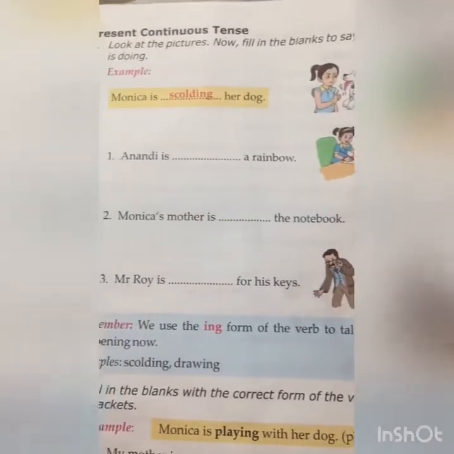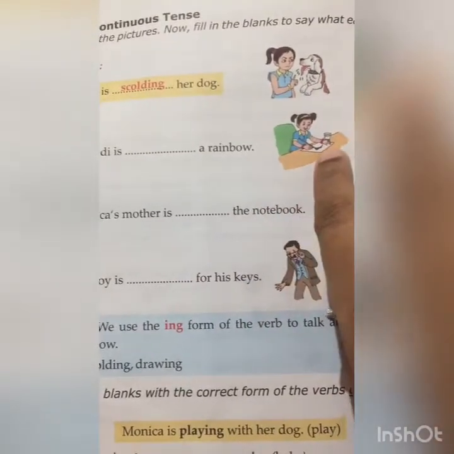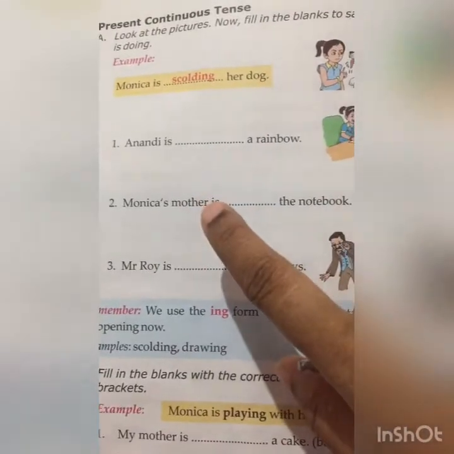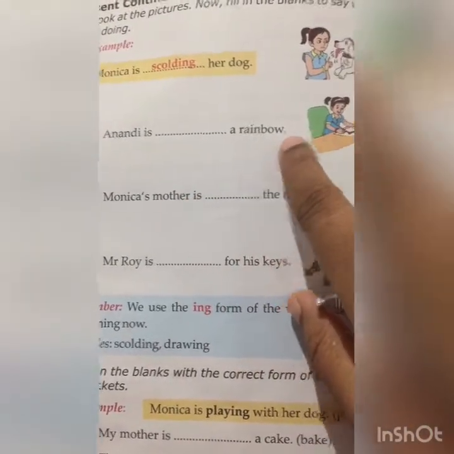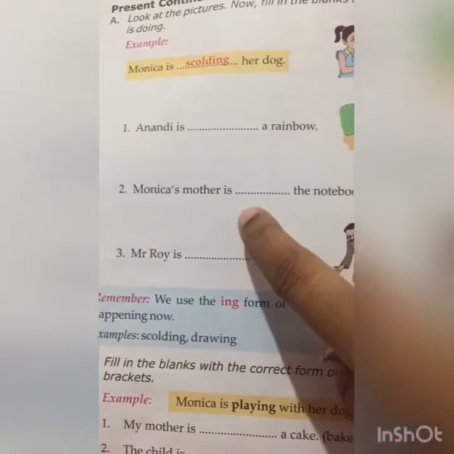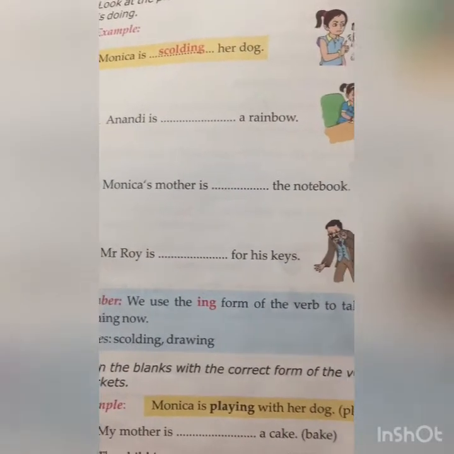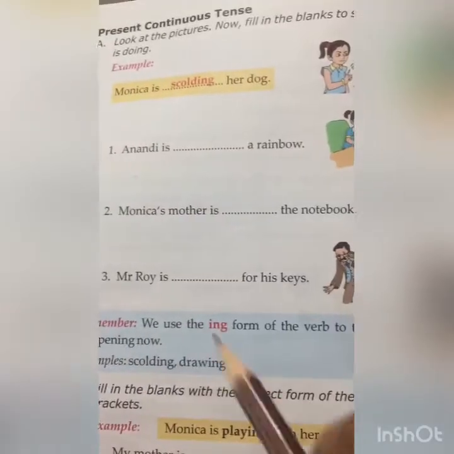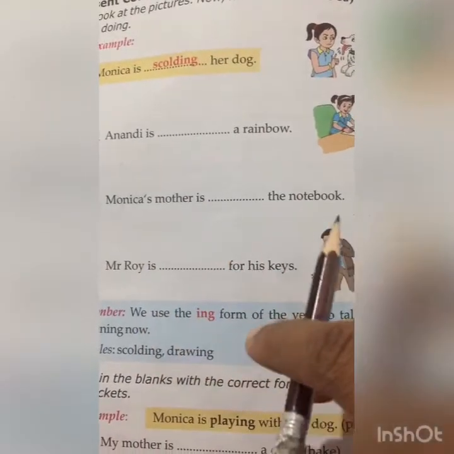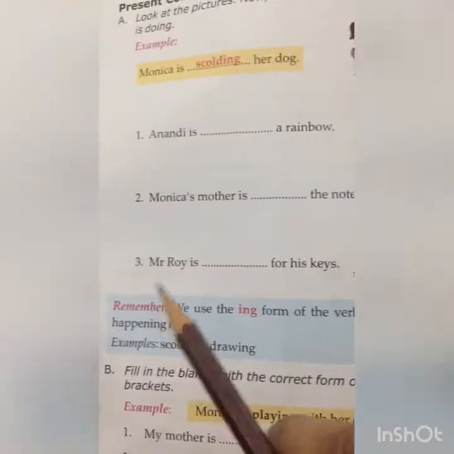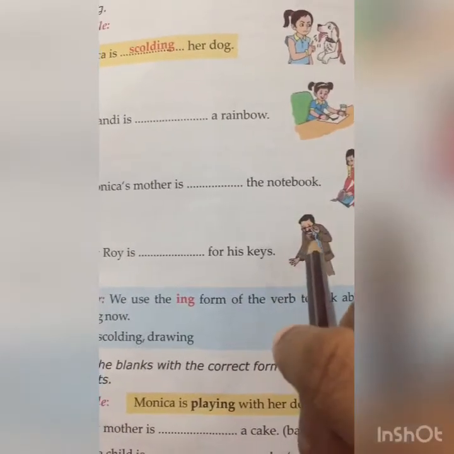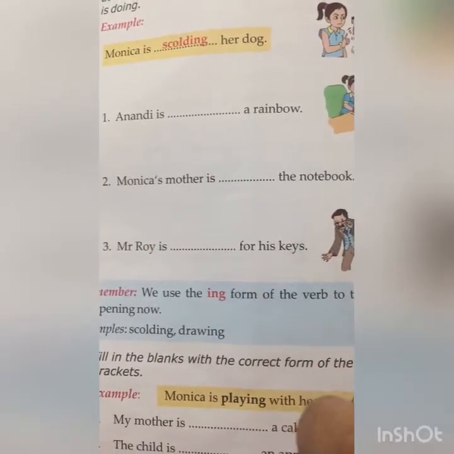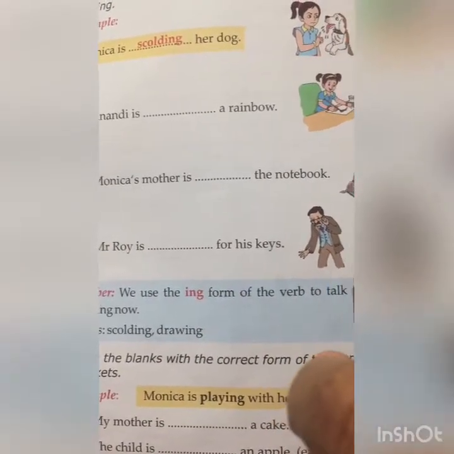See the next picture. Anandi is, what is she doing? She is drawing, right? So, Anandi is drawing a rainbow. Next one. Monica's mother is dash the notebook. What is she doing? She is cleaning, right? So, Monica's mother is cleaning the notebook. See the next picture. What is he doing? Mr. Roy is dash for his keys. Mr. Roy is searching for his keys.